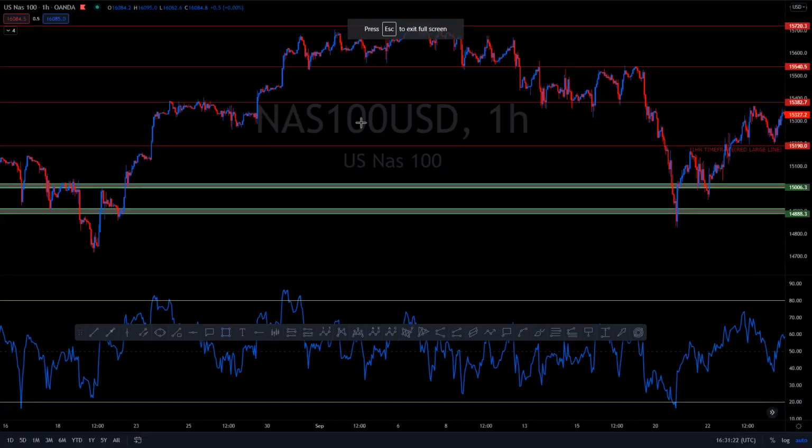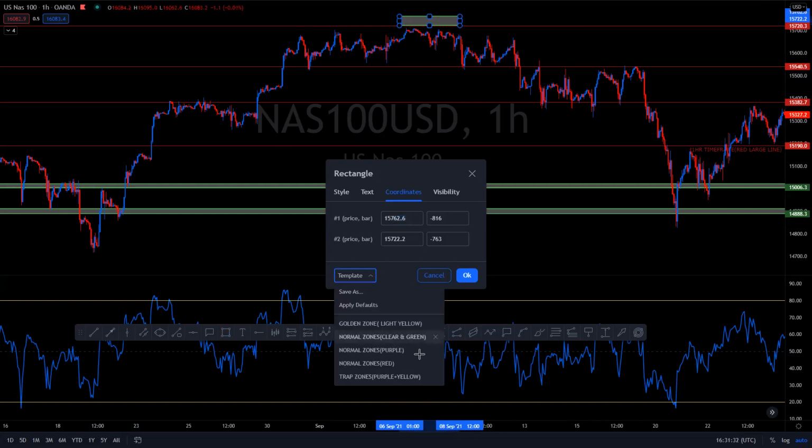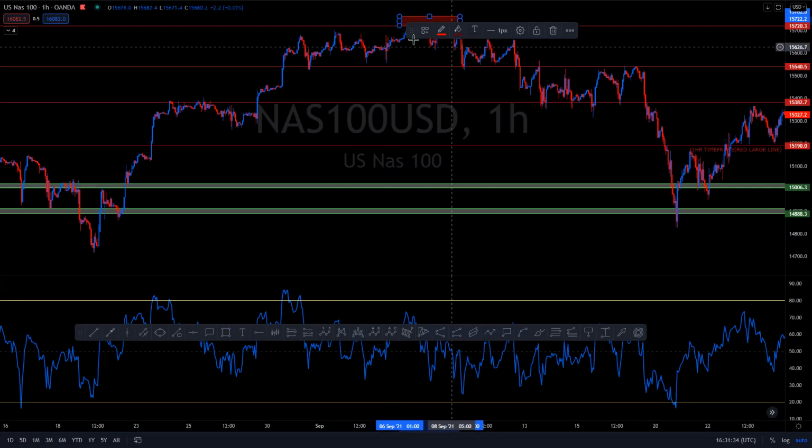Then I'm going to draw my supply and demand zones on this as well. And I'm going to change this to red. That way we know this is the 1 hour.